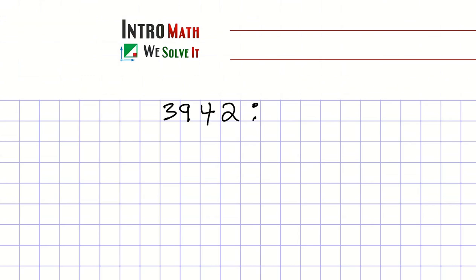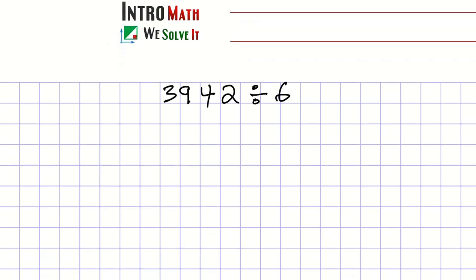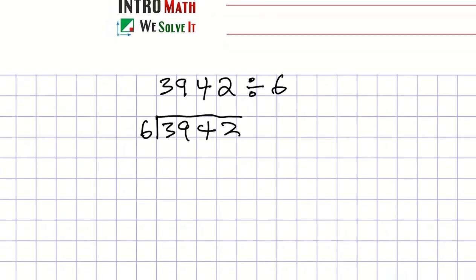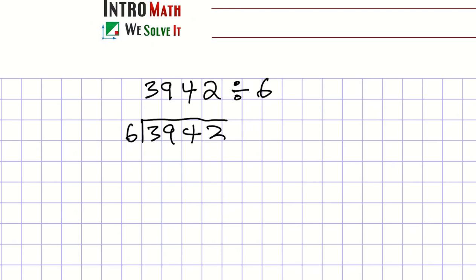3942 divided by 6. Again, you line things up like we normally do. You put the 6 here, you draw the division symbol, you put 3942. And then you go through the process of division. 3 divided by 6 is not going to go, so we'll write 0. 6 times 0, 0 times 6, it doesn't matter. You put the 0 here, subtract, you get 3. You bring the 9 down, and then you repeat the process.